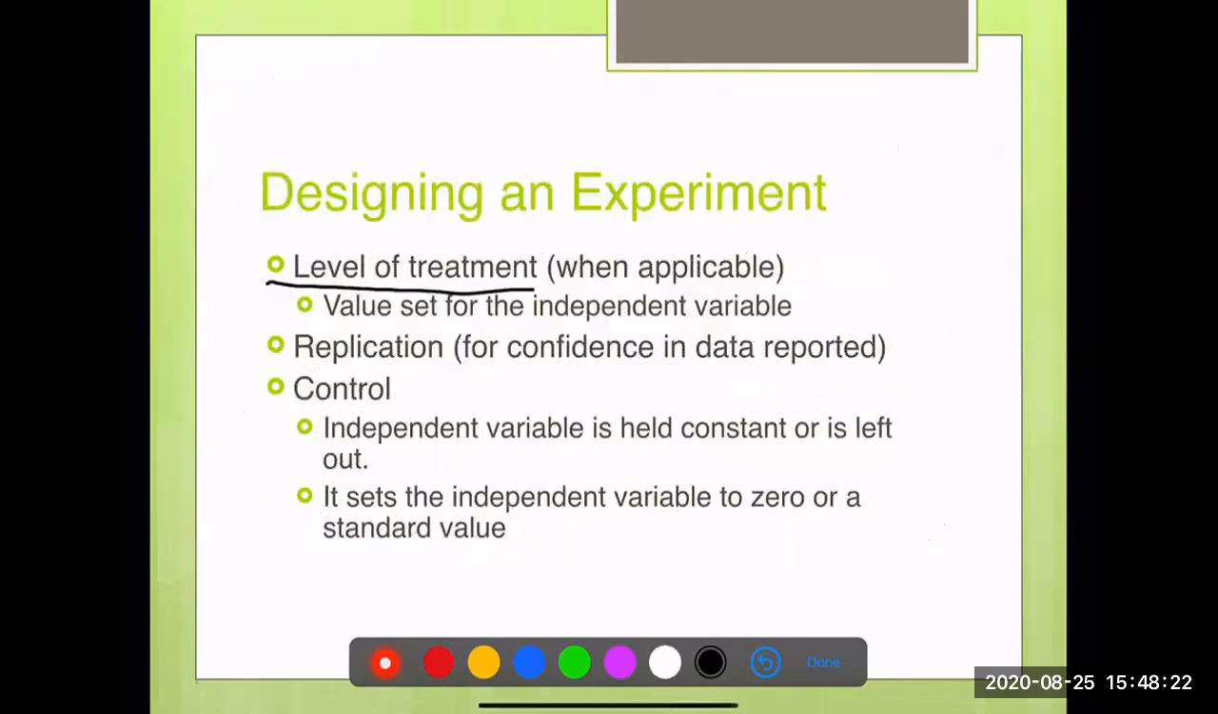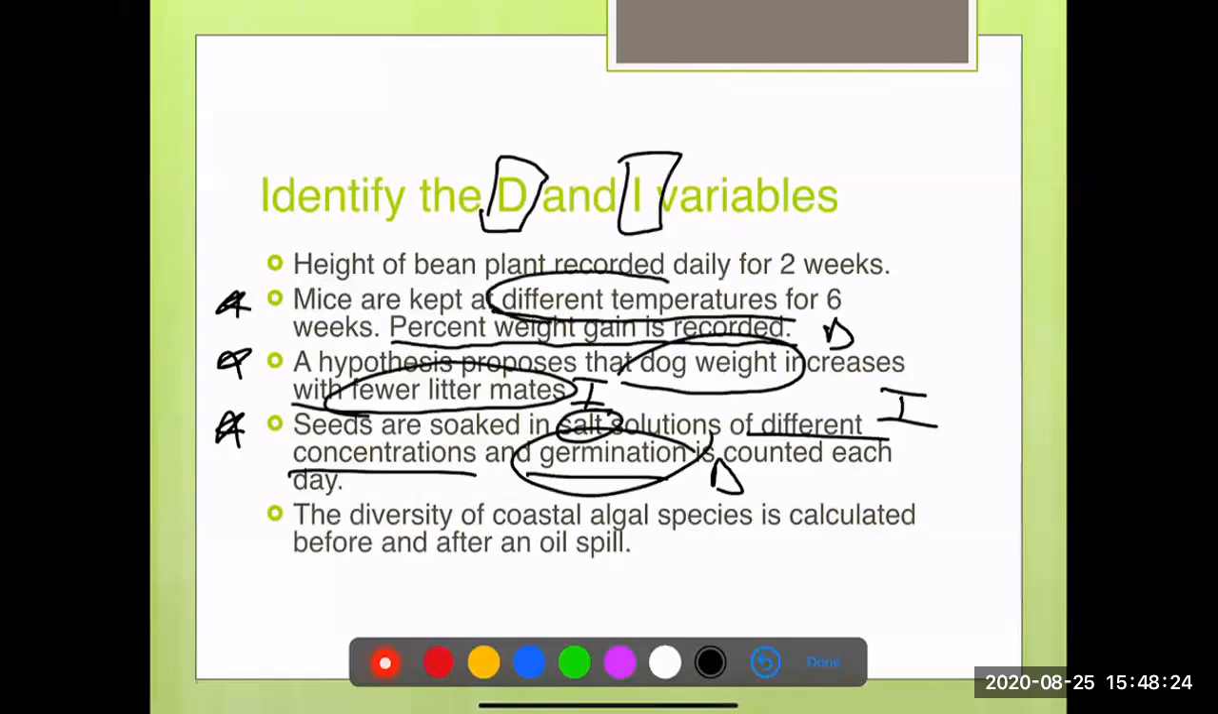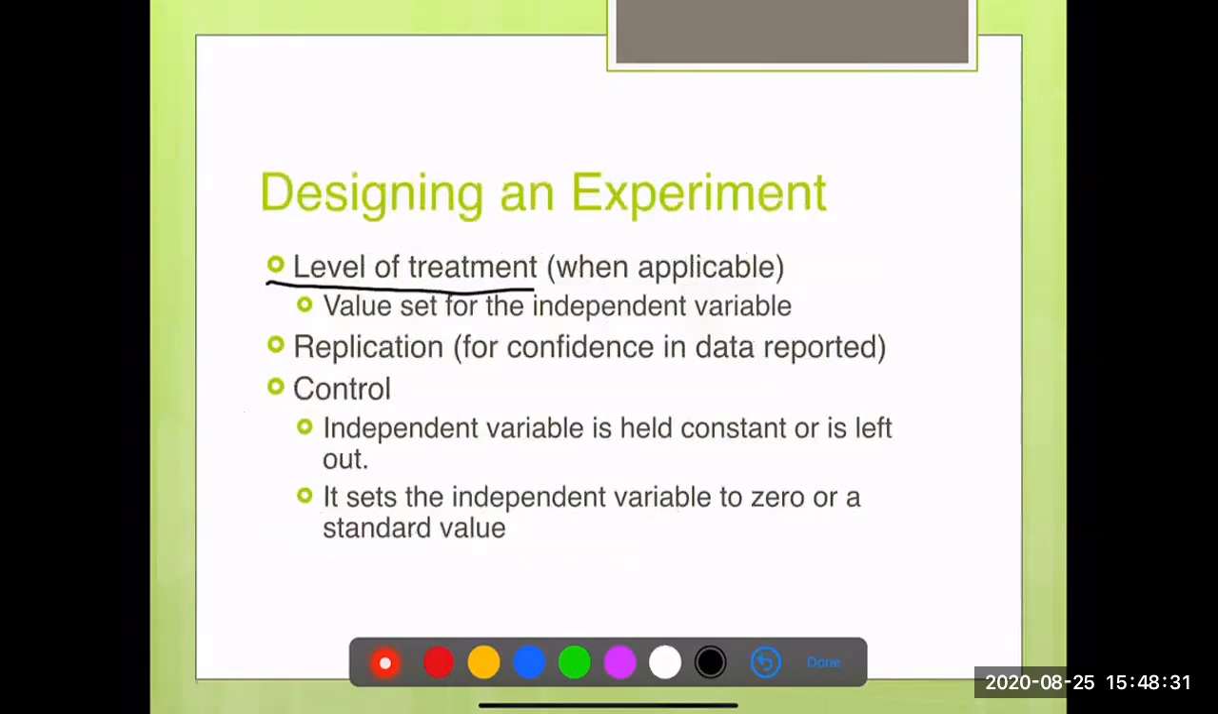Level of treatment can also be something like different temperatures or different concentrations of salt. Those are examples of levels of treatment. Sometimes they're applicable, but they're not always applicable in all experiments.